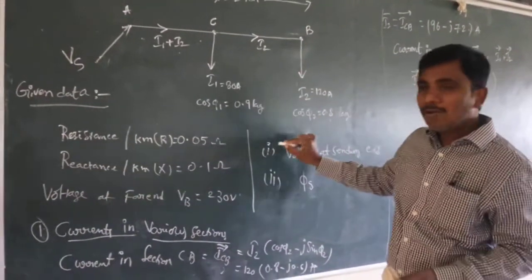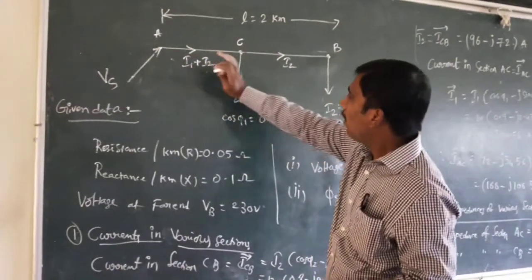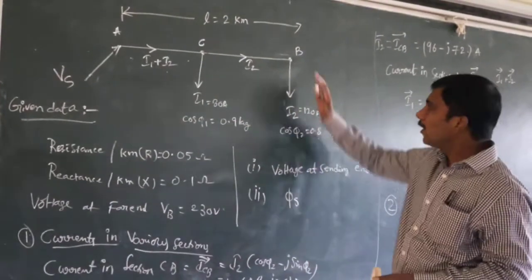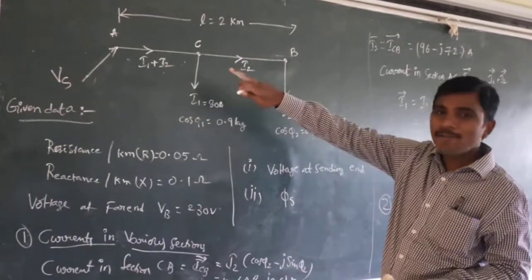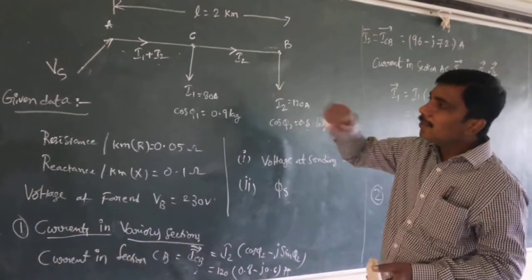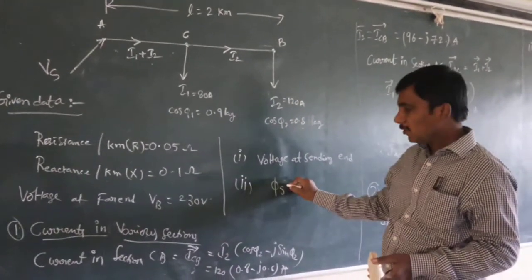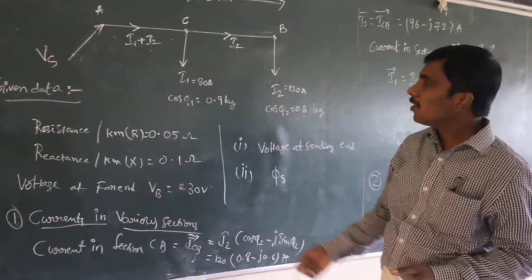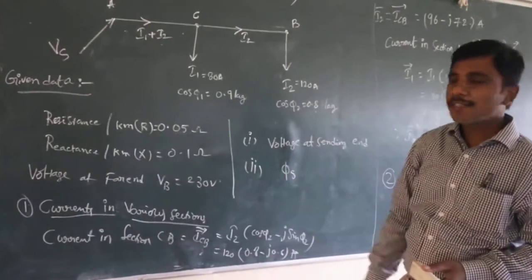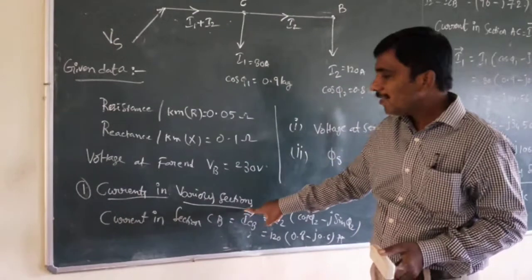What we have to calculate is the voltage at sending end, and what is the power factor of sending end voltage. The phase angle between the voltages at point B and A, that is phi s, we have to calculate, as well as the voltage Vs and the phase angle of the sending end voltage. To do these types of problems, first we have to analyze the resistances, reactances and currents in various sections. First we have to calculate the current in various sections.